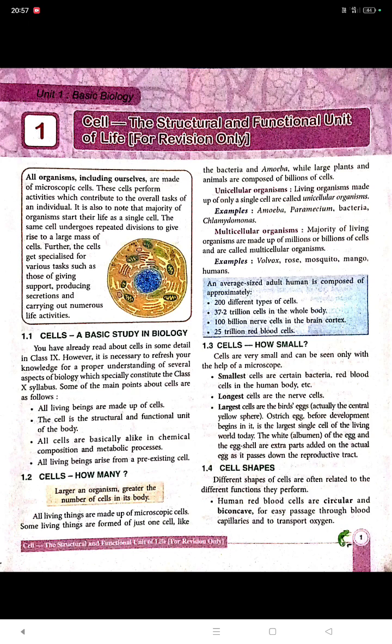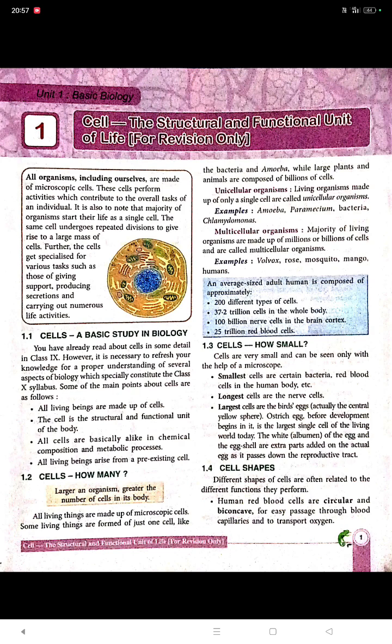And next one, all living beings arise from a pre-existing cell. It means every living being starts from a single cell. It starts from a single cell and grows to millions, trillions and more. Cells, how many? The larger the organism, the greater the number of cells in the body. It is very simple. It is directly proportional to the size of the organism. The larger the organism, the more cells are present in the body.